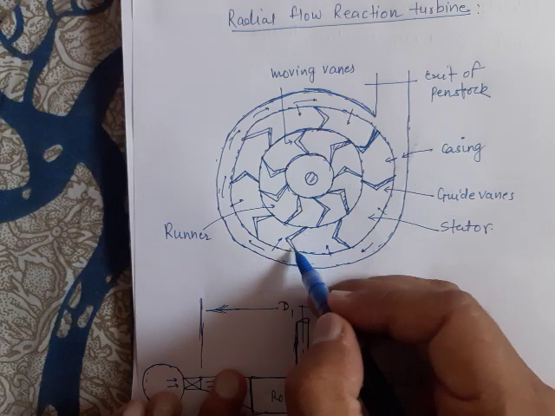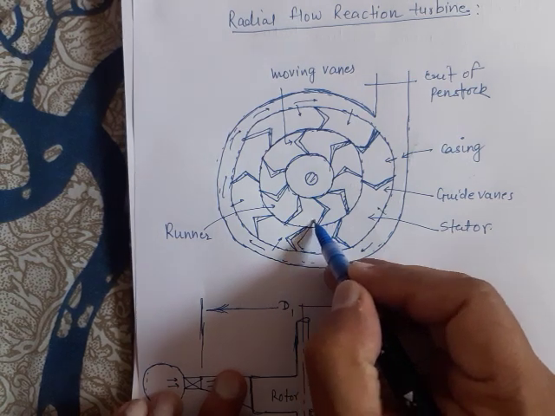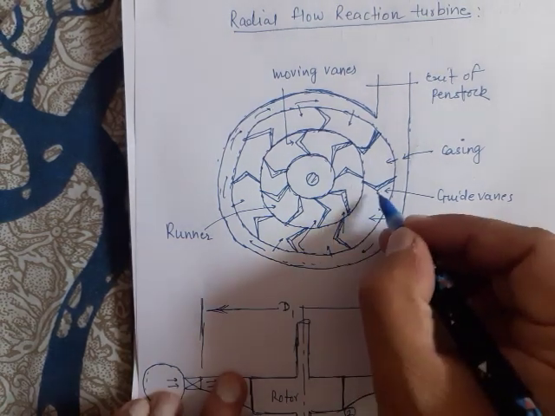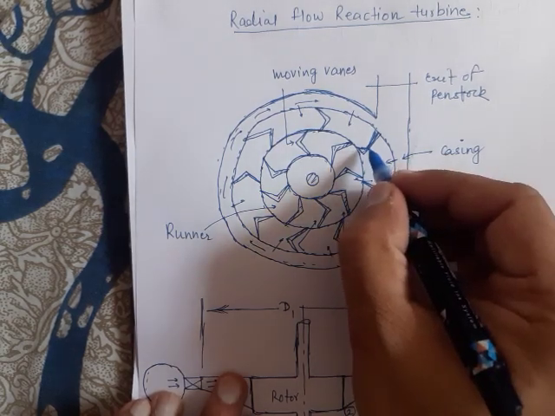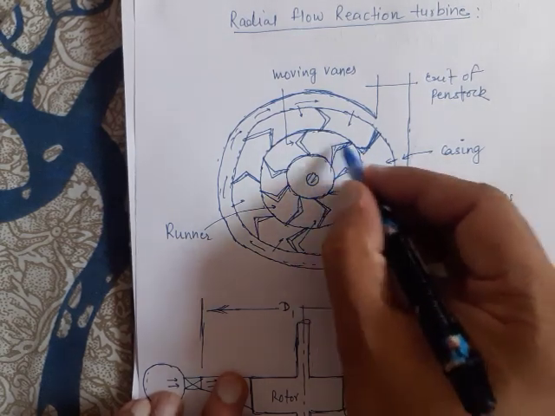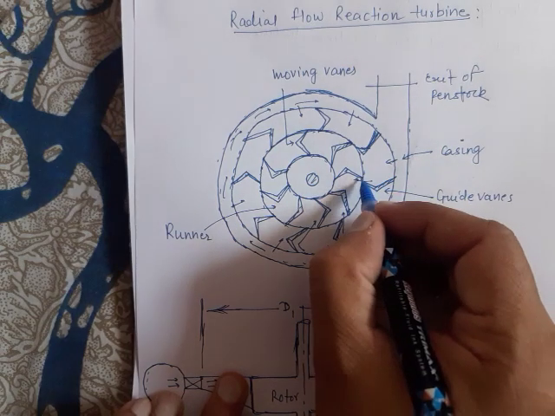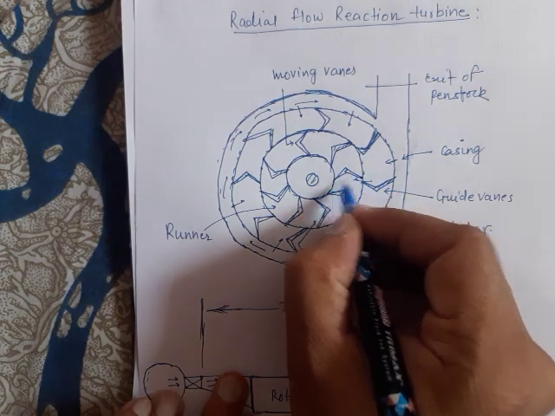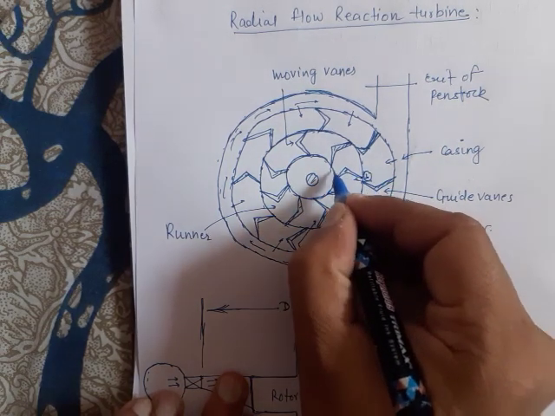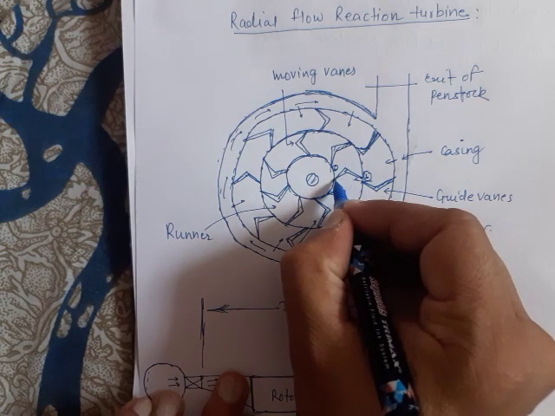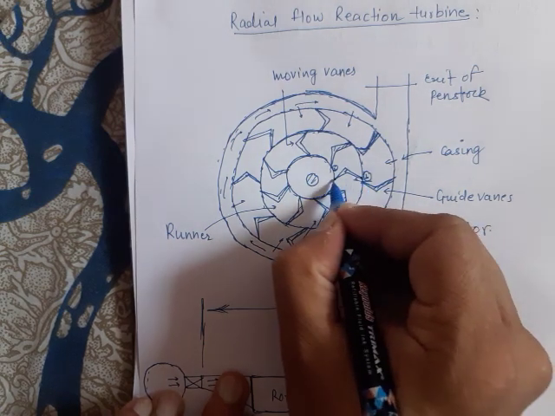The guide vanes guide the water like this over the moving vanes. The function of the guide vanes is to guide the water over the moving vanes, and water works over the moving vanes. This is the inlet to the moving vane. This is the exit to the moving vane.